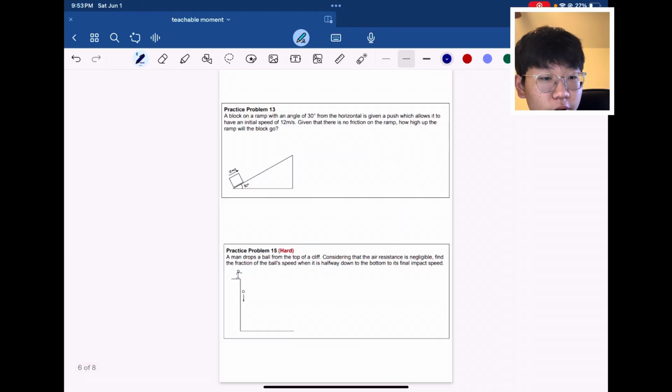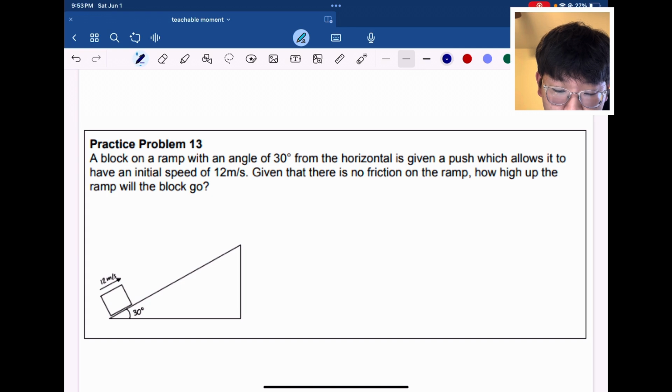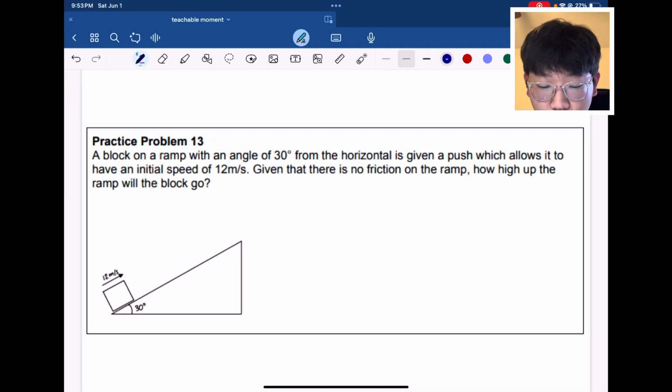Alright, now let's move on to a little bit more challenging questions. Okay, this one's kind of an introduction to conservation of energy. There's a block on a ramp with an angle of 30 degrees from horizontal that is given a push, which allows it to have an initial speed of 12 meters per second. Given that there's no friction on the ramp, how high up the ramp will the block go?